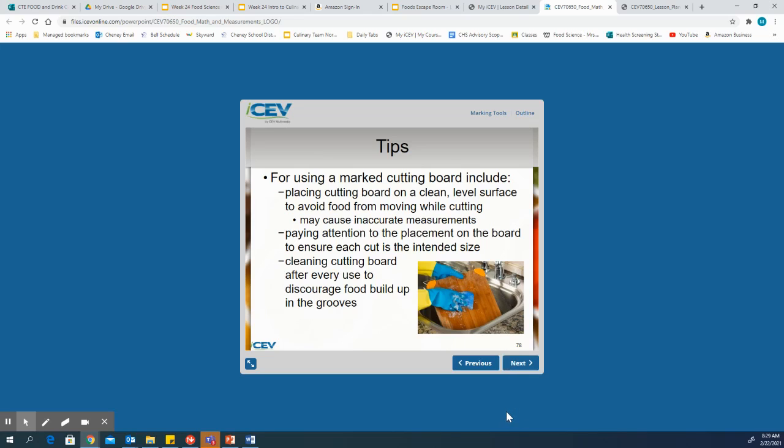You'll see ours is plastic, and so it's not wood like this, because with wood it's easier to get those kinds of grooves in there. Whereas plastic, by the time it gets those grooves, we replace them.